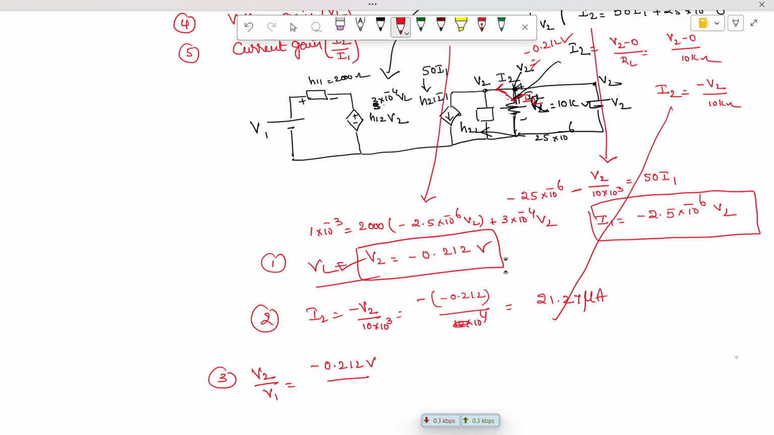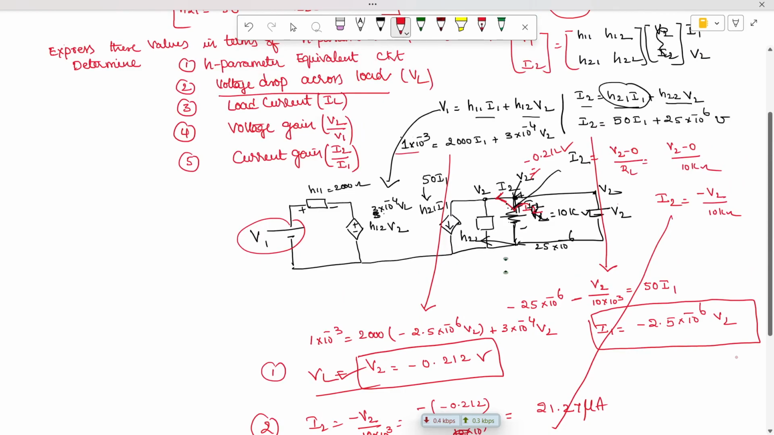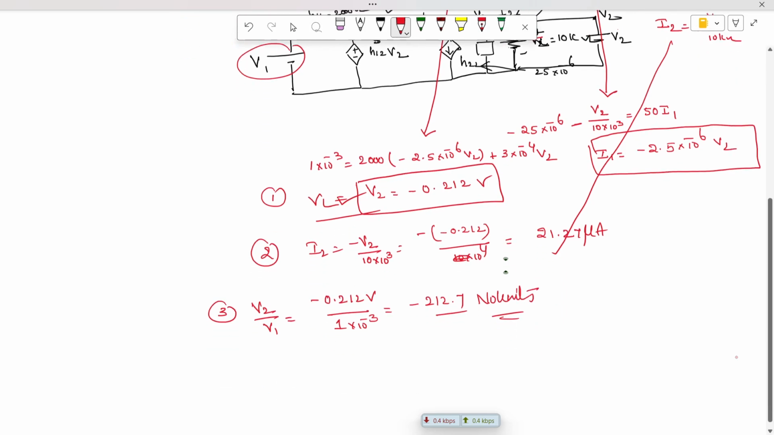V1 applied is already given in the problem. So V1 applied is 1 into 10 to the power minus 3. So we are going to get minus 212.7. There is no unit. Why? Because it is voltage gain. So this is minus 212.7.